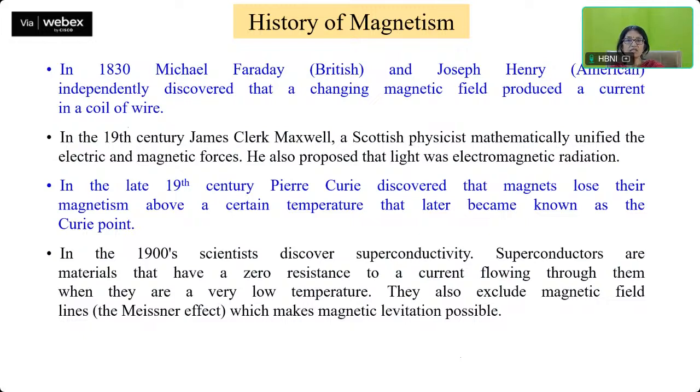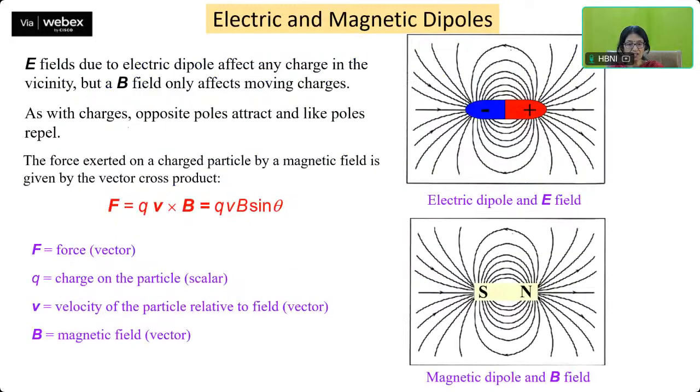Superconductors are materials that have zero resistance to a current flowing through them when they are at a very low temperature. They also exclude magnetic field lines, which is the Meissner effect, which makes magnetic levitation possible. So now all these bullet trains, which run on magnetic levitation, this entire theory was discovered in the 1900s. Now refreshing a little bit about the electric and magnetic dipoles.